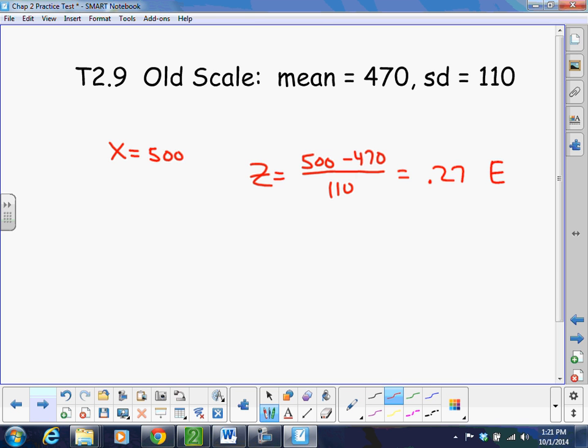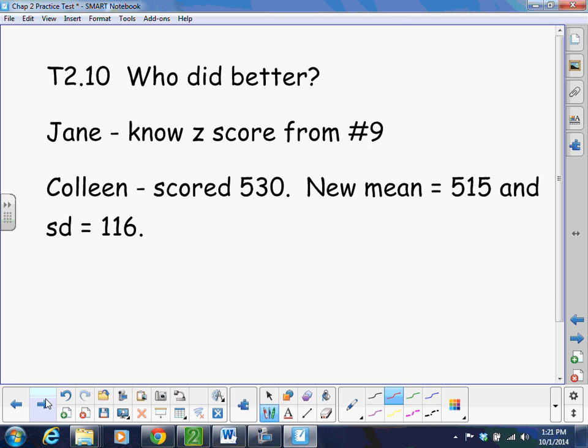Okay, now number 10. Jane took the SAT in 1994 and scored 500, so that's kind of the thing we just did. Her sister took it in 2009 and scored a 530, so who did better? Okay, so we know Jane's z-score. We just did that. Her z-score was 0.27. So if we can find out Colleen's z-score, then we can compare the two, even though the means are different.